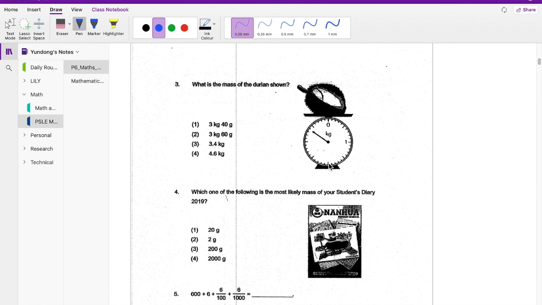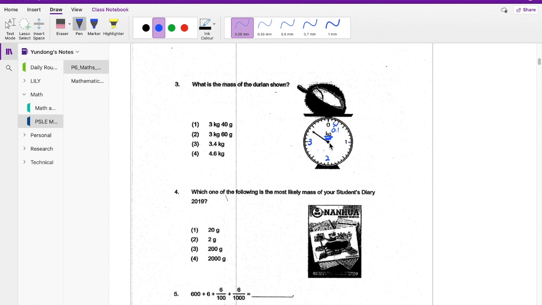Okay, for the third question, what is being measured? This is mass. We read the scale. It's very important to know what the unit is. What we see here is kg. This is 0, then this is 1, then we know here is 2, here is 3. Then this 1 kg is divided into 10 pieces. So each small scale means 0.1 kg.